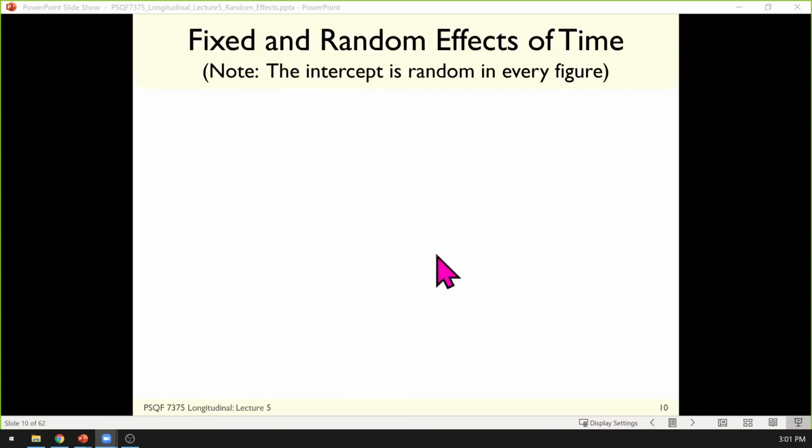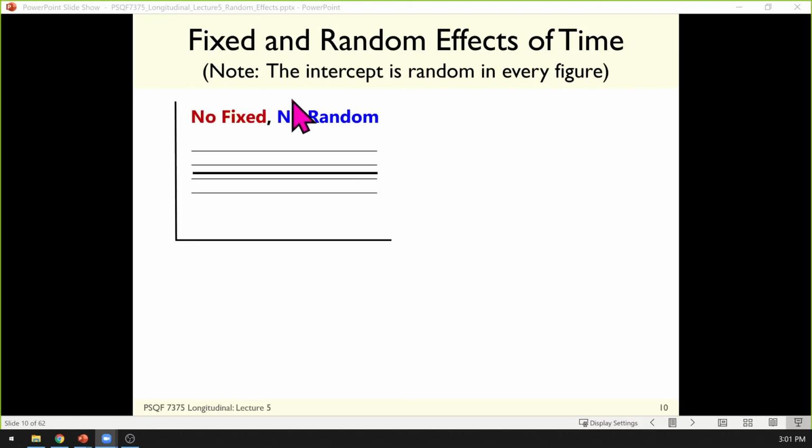So to illustrate these possibilities then, here is what it would look like if I have an x-axis here that's some sort of time metric. The y-axis is my outcome. The black line is the trajectory through the means on average for the sample. And these individual lines would be trajectories through individual people's data.